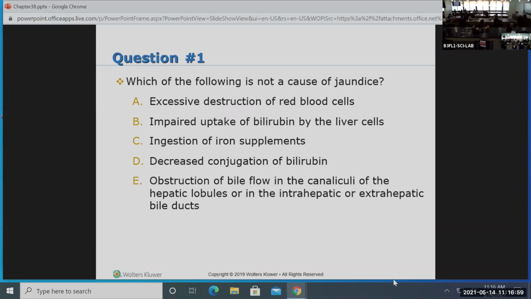Which of the following is not the cause of jaundice? Excessive destruction of the red blood cell, we just mentioned. Impaired uptake of bilirubin by the liver cell, we just mentioned. Ingestion of iron, I don't think so. Decreased conjugation of bilirubin, yes. Obstruction of the bile flow, yes. So C. Yes, iron has no relationship with jaundice.